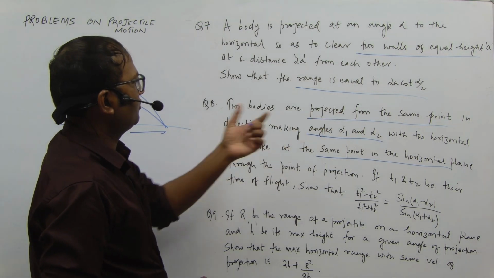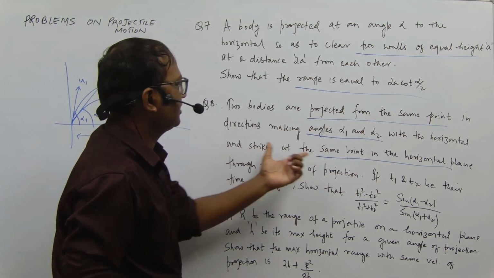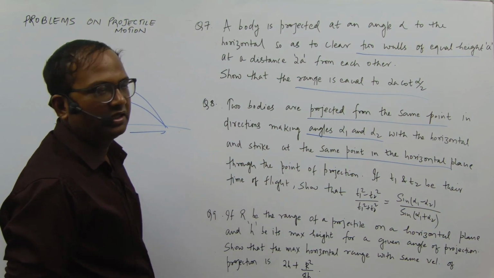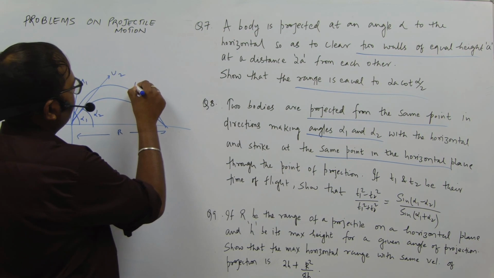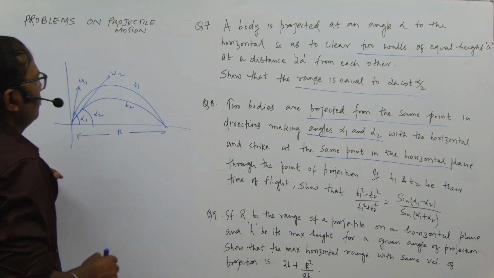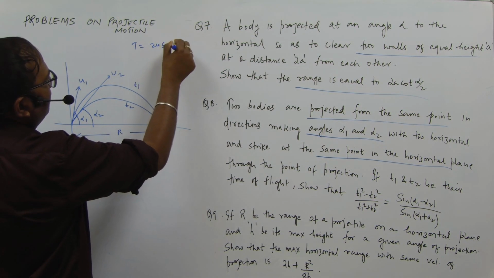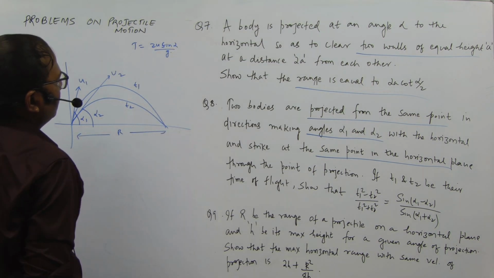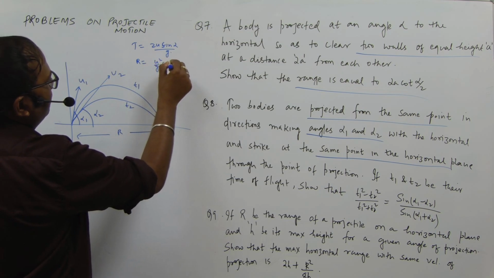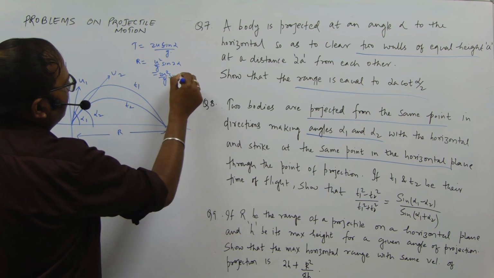Two bodies are projected from the same point in the directions making an angle alpha 1 and alpha 2 with the horizontal and strike at the same point in the horizontal plane through the point of projection. T1 and T2 are the times of flight. Time of flight for the first projectile is T1 and for the second one is T2. So we have time of flight T is equal to 2u sine alpha upon g, and range is equal to u square upon g sine 2 alpha, which is equal to 2u square upon g sine alpha cos alpha.